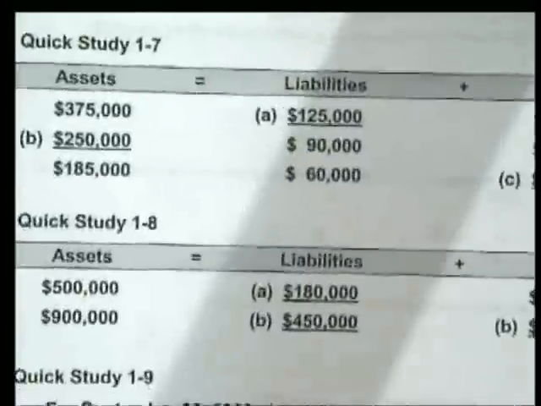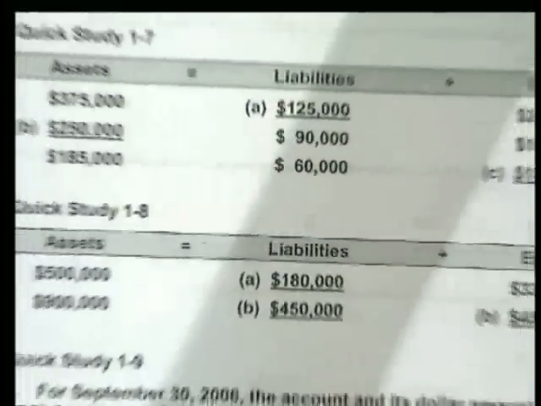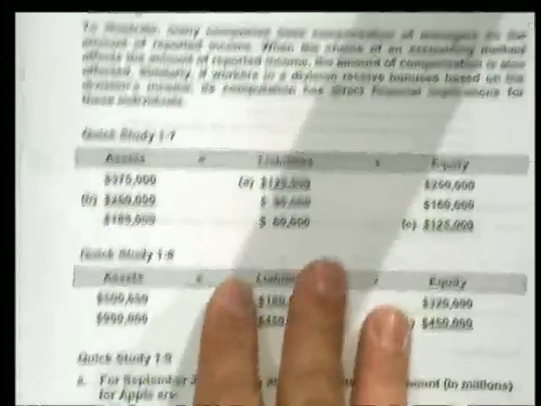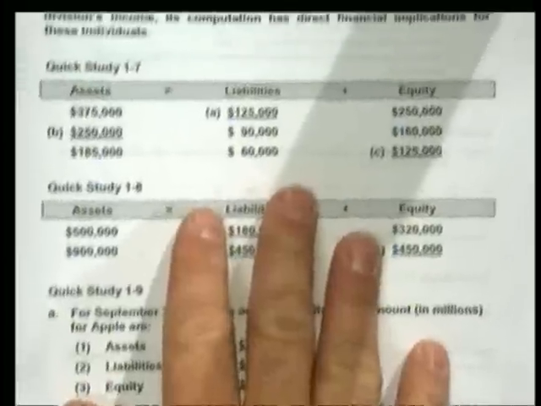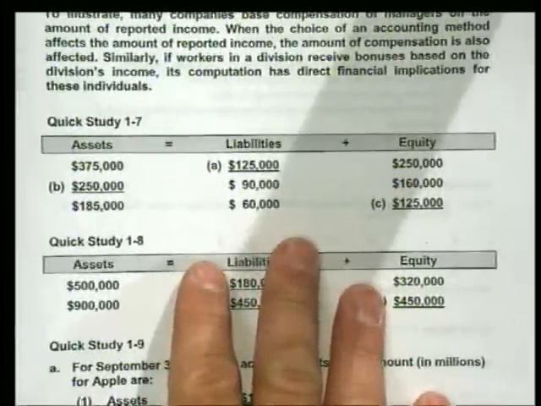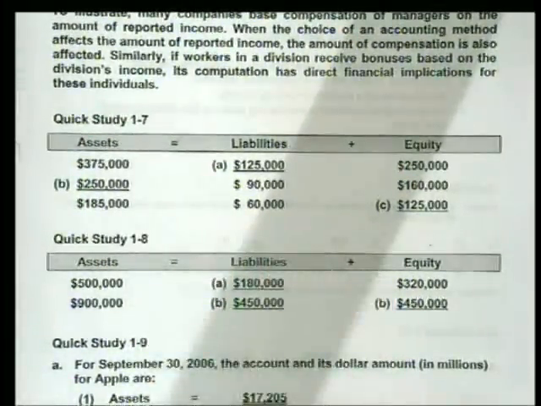So, real quickly, there are the answers. Let me back it up a little bit. Oh, wrong way. Right there in the middle. Quick Study 1.7, Quick Study 1.8. There are the answers. Any questions on any of those homeworks? Wasn't too tough, was it?